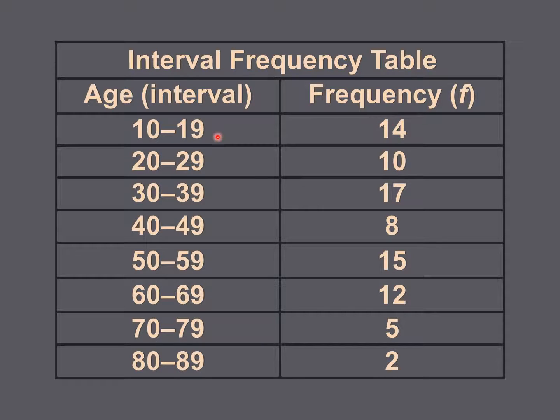So notice that the intervals are even. There's exactly the same amount in each interval. And then also notice that it goes from 10 to 19, but it doesn't include 20 because 20 is in the next interval. So it's very distinct where those intervals begin and end.